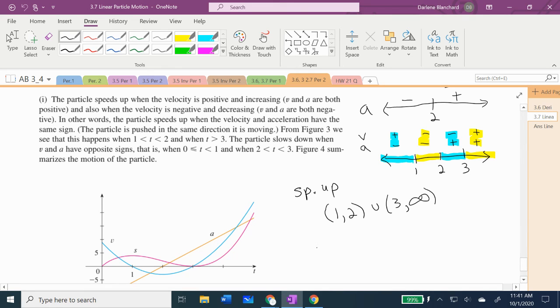And then speed decreasing or slowing down is going to be negative infinity to 1, and 2 to 3.